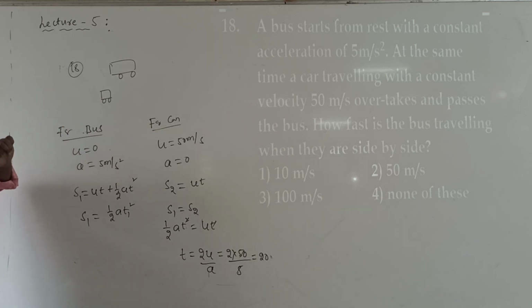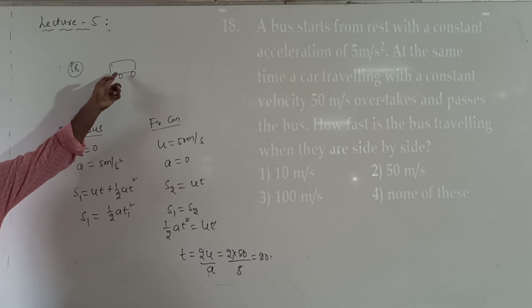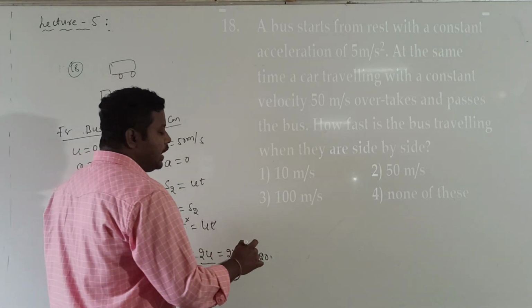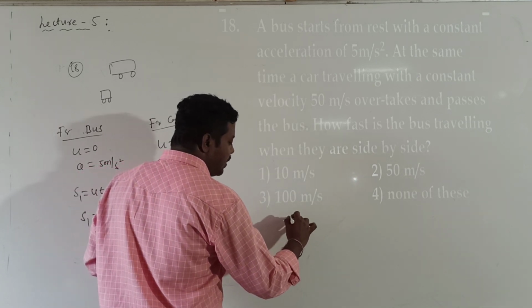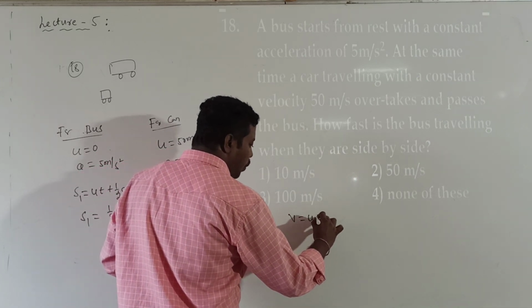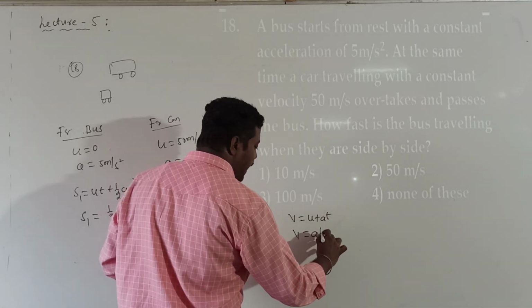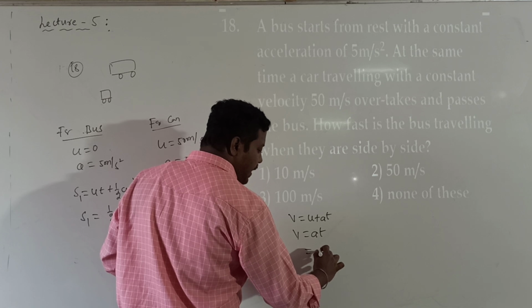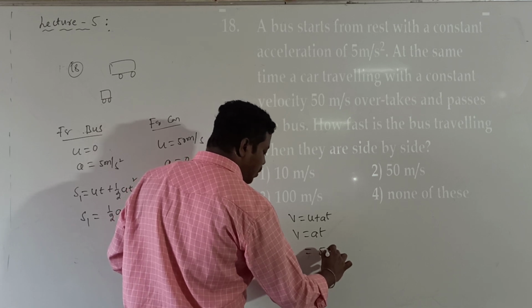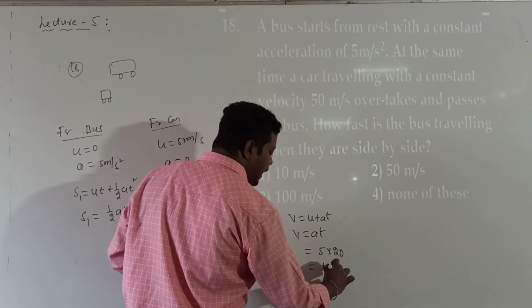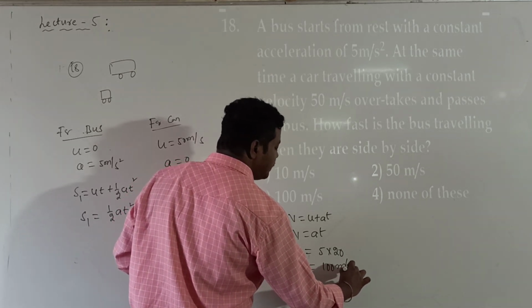Now the bus and car have to move side by side. What are they asking us to calculate? The velocity with which the bus has to move. To calculate the velocity of the bus, v is given by the formula v is equal to u plus at. The u value is 0, so v is equal to a into t. The a value is 5 into the t value, 20. Then the velocity is 100 meters per second.